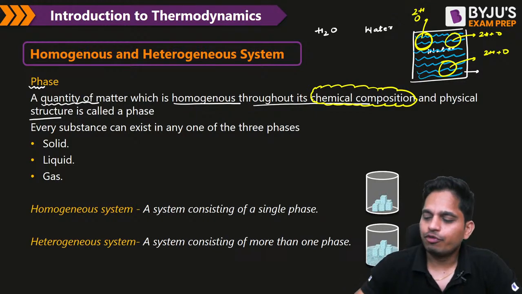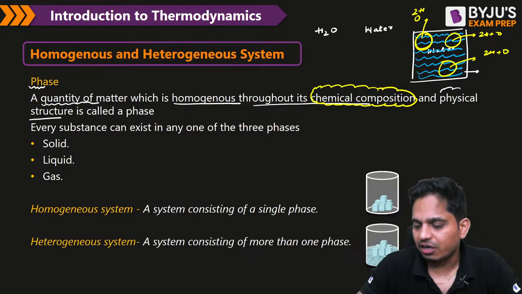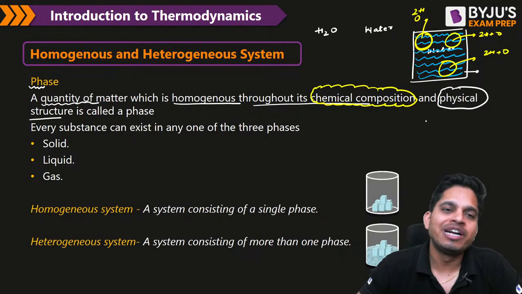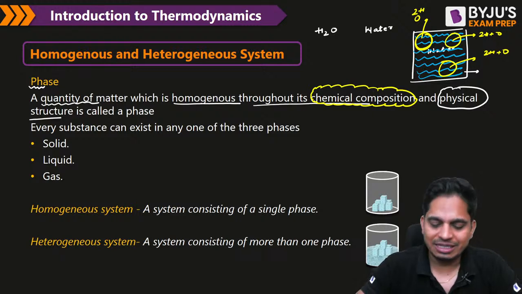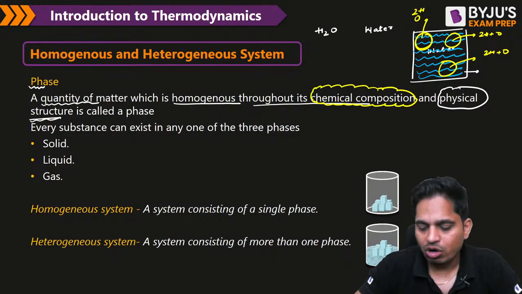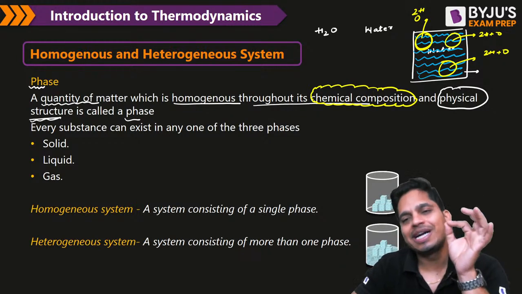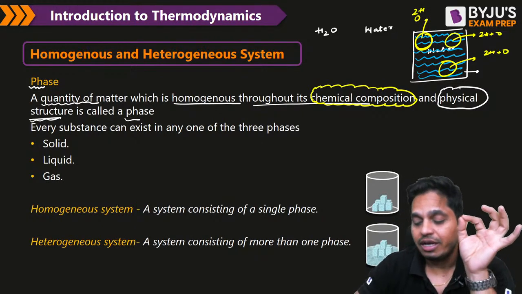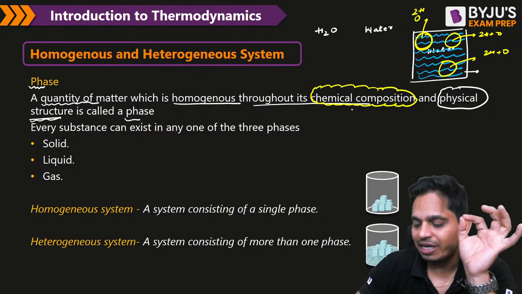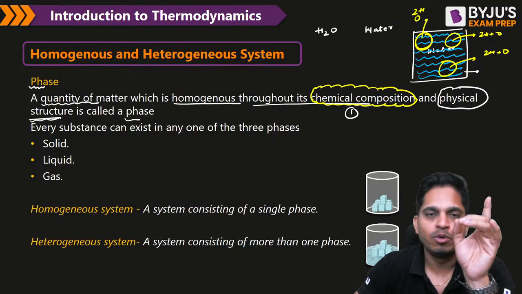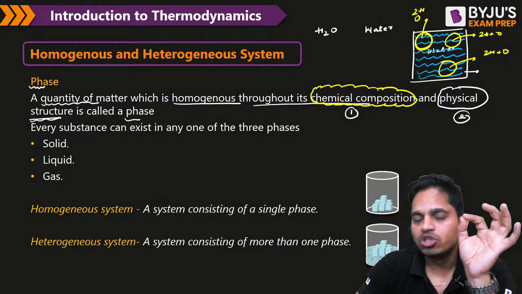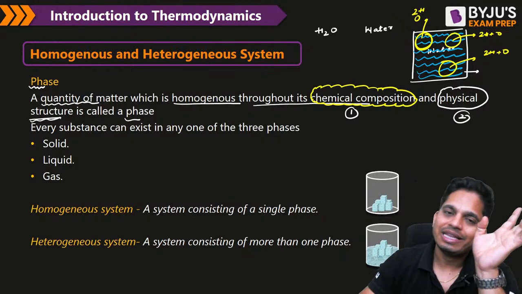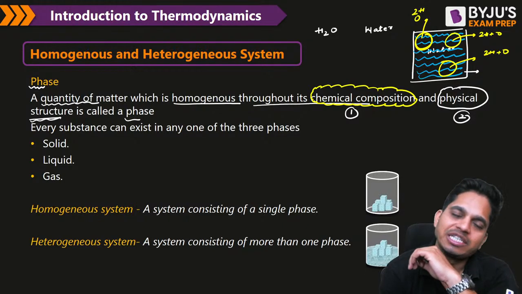So this is called homogeneous physical structure. Physical structure means bonding between molecules, intermolecular force, intermolecular distance. So if these 2 conditions are satisfied, first, it is homogeneous in chemical composition, second, it is homogeneous in physical structure, then you can say that it is a phase.